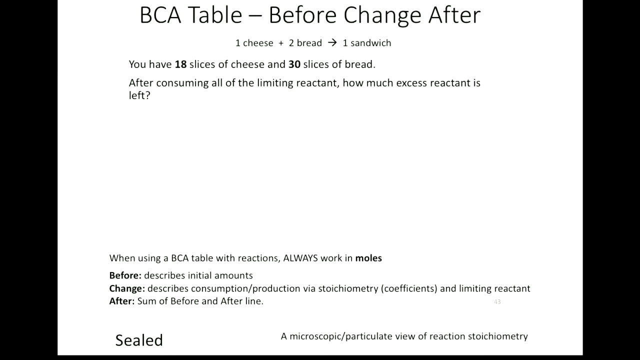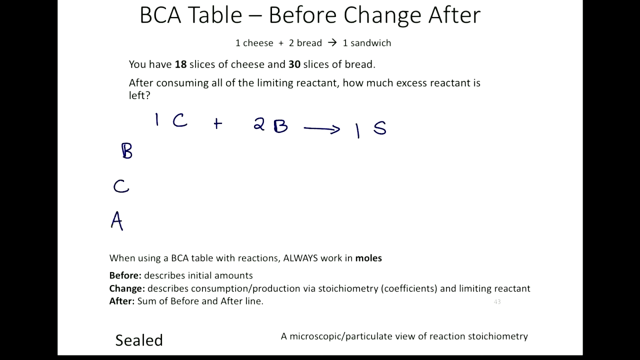BCA stands for before, change, and after, and it basically is a comprehensive view of what is happening in this reaction. So I can make this question a little bit more difficult. I could say, okay, you have 18 cheese, 15 or 30 breads. How much excess reactant is left over after you make all your sandwiches? So that's a little bit more of a complex problem. So let's do a BCA table to show exactly what is going on here. You have 1 slice of cheese, 2 slices of bread gives you 1 sandwich.